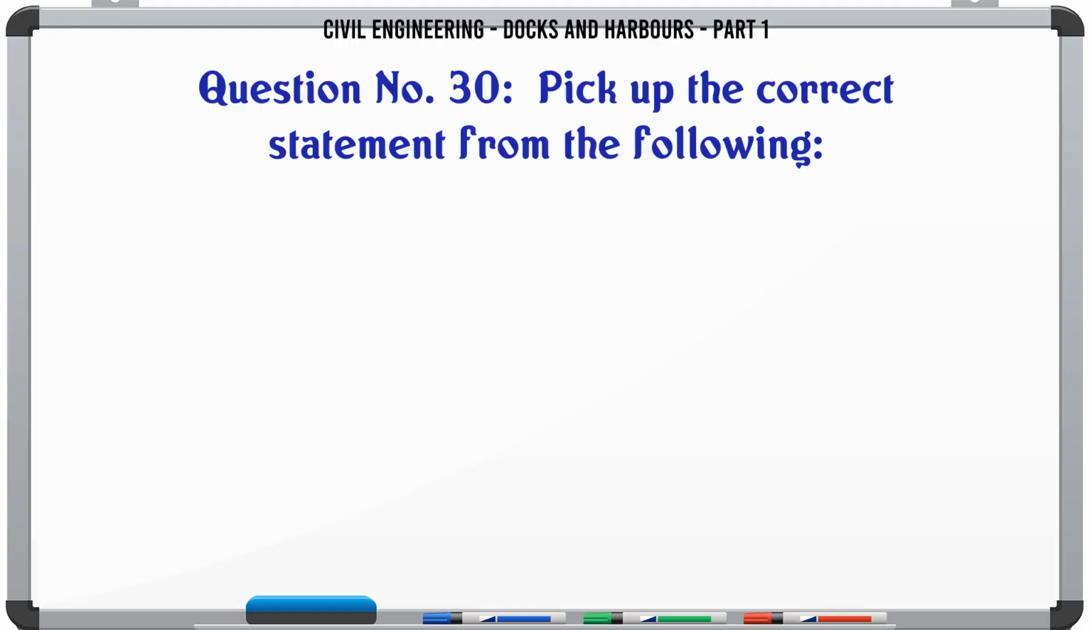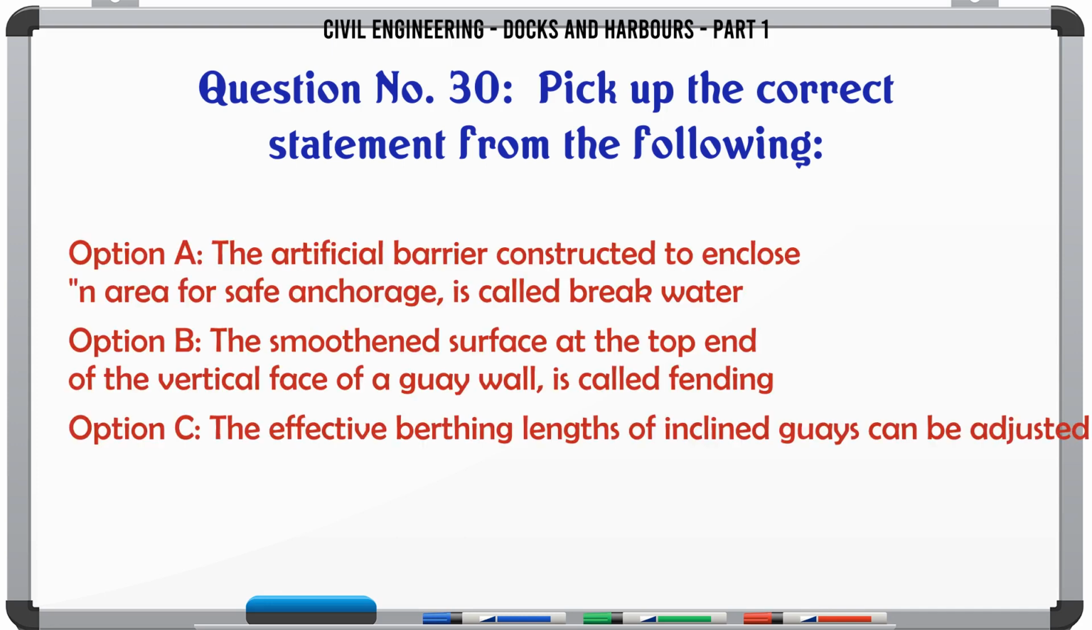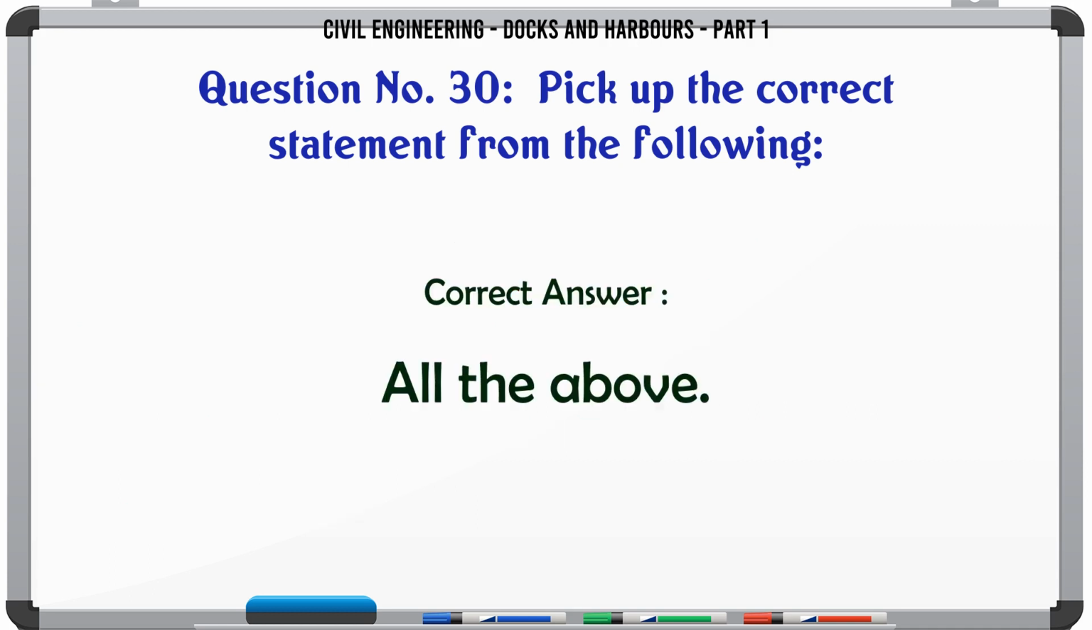Pick up the correct statement from the following. A. The artificial barrier constructed to enclose an area for safe anchorage is called breakwater. B. The smoothened surface at the top end of the vertical face of a quay wall is called fending. C. The effective berthing lengths of inclined quays can be adjusted. D. All the above. The correct answer is all the above.